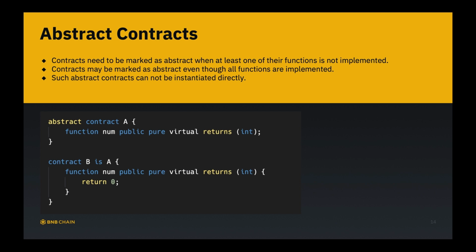We have an abstract contract A. It declares a function called num, but it's not implemented. Then you have a contract B, which inherits A and implements this function.